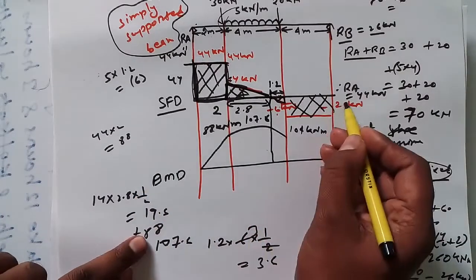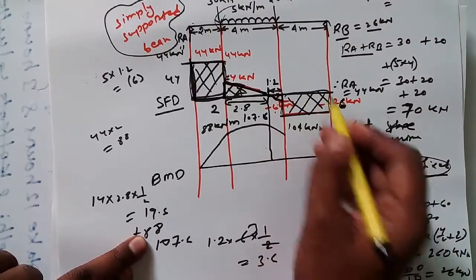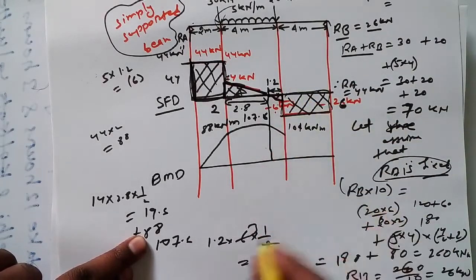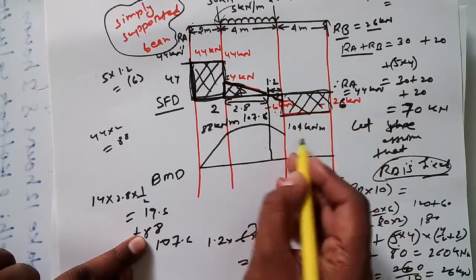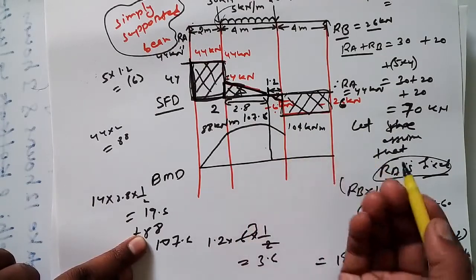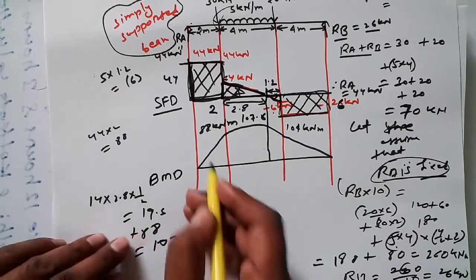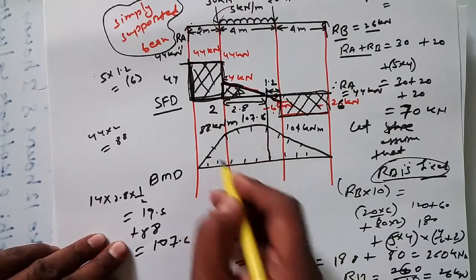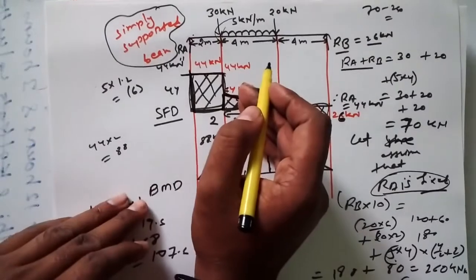Now we need to find the area of this rectangle, where 26 is the height and 4 is the length. So 26 into 4 is 104. So 104, this is negative, this is positive. Negative plus positive, 104 minus 104 would be 0. So the bending moment here would be 0. This is the way you can draw the bending moment diagram for these problems for a simply supported beam in the case of UDL.